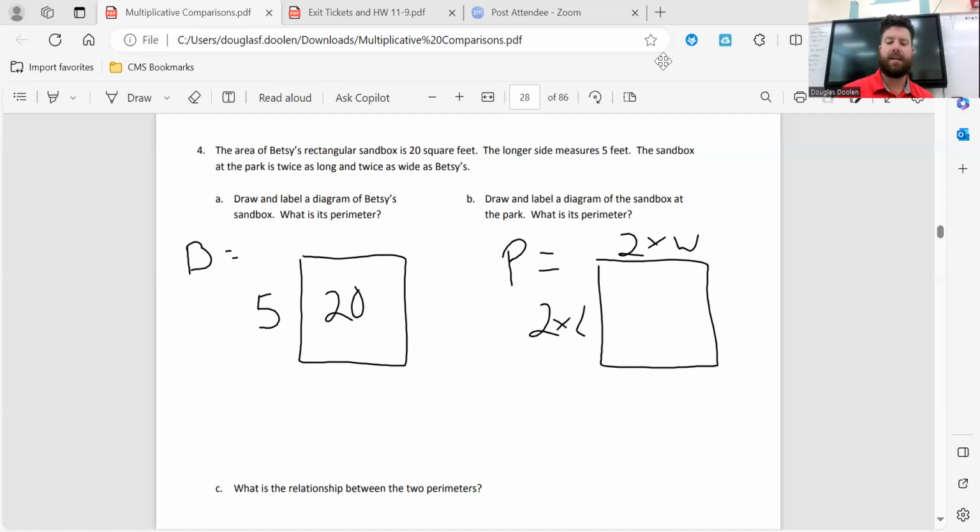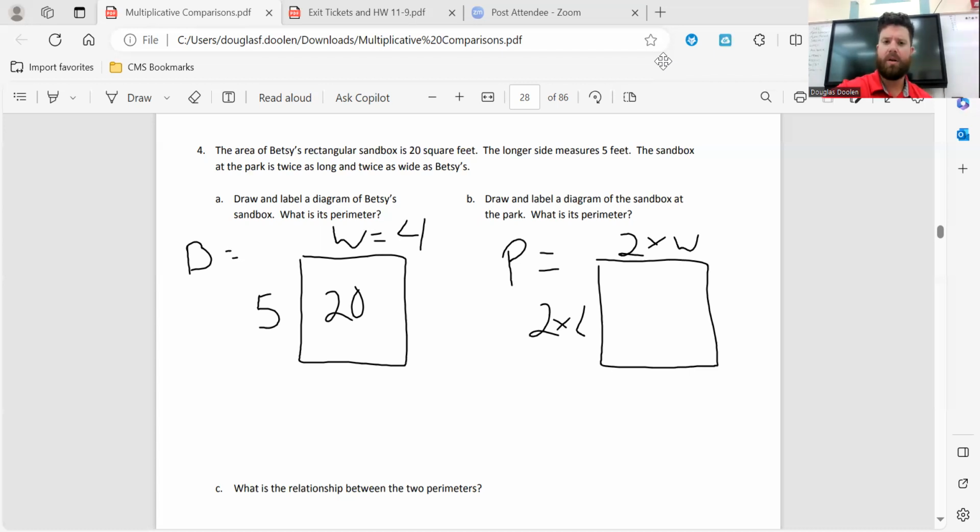So let's go back and let's think. If we know that there's only 3 different multiplication facts that can get us 20, let's go back to Betsy's. We need a width, don't we? Well, we can do 20 divided by 5, or we can do facts, 3rd grade facts, the ones I need you to know. 5 times what equals 20? 5 times 4. Good job. So Betsy's is done. 5 times 4, 20. Boom, done.